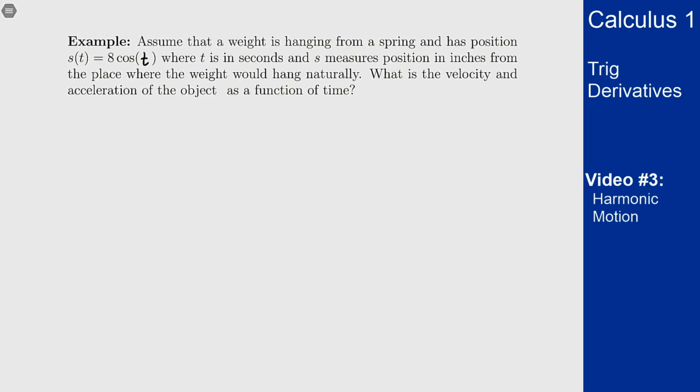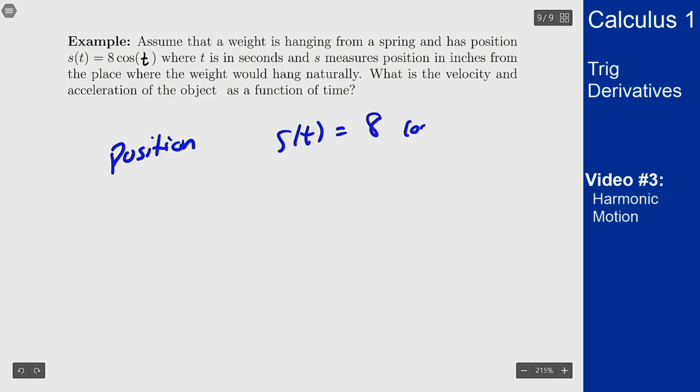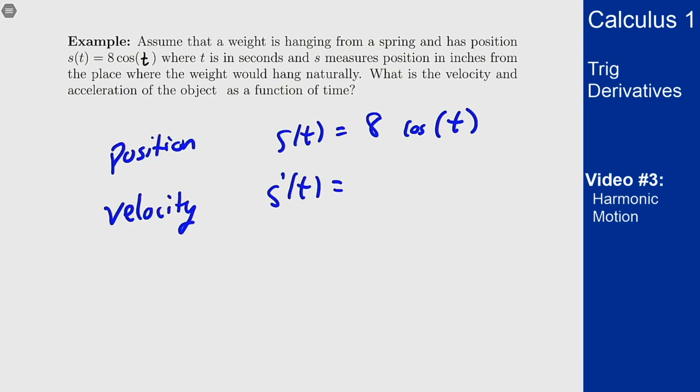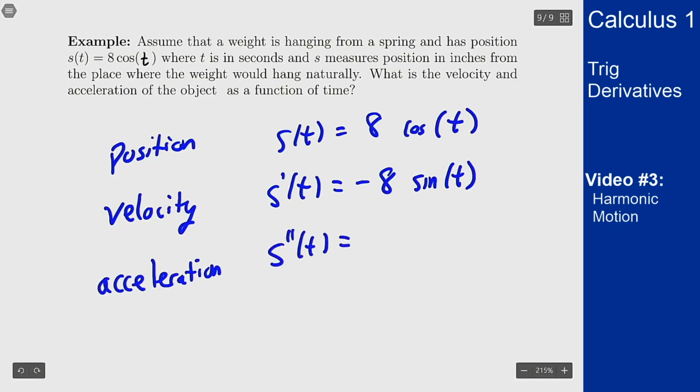I want to know what the velocity and acceleration are as a function of time. Well, if my position is this s of t, which is 8 cosine of t, then my velocity should be how fast the position is changing, which is the derivative. So s prime of t, the derivative of cosine is negative sine. This becomes negative 8 sine of t. And the acceleration measures how fast the velocity is changing. So it should be that derivative, or the second derivative here, which is now negative 8 cosine of t.